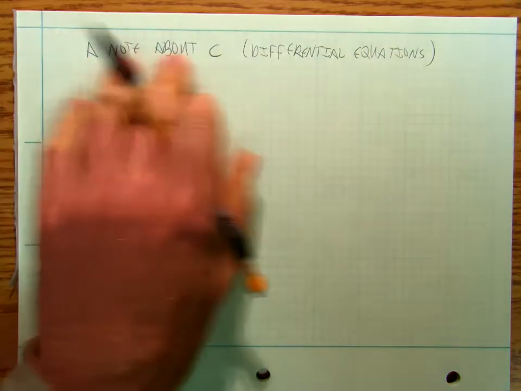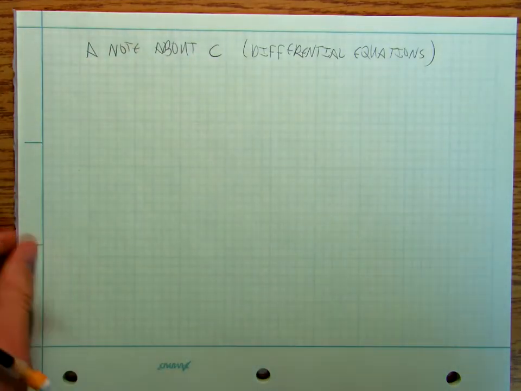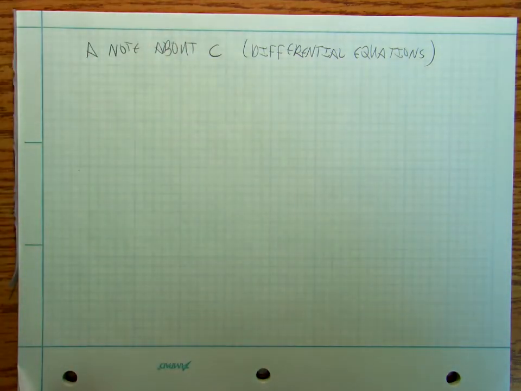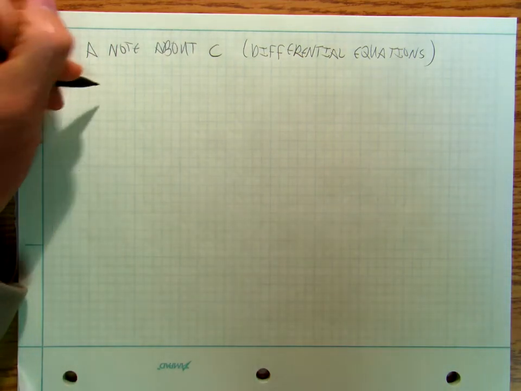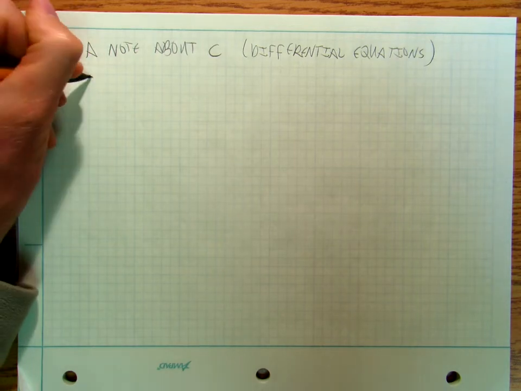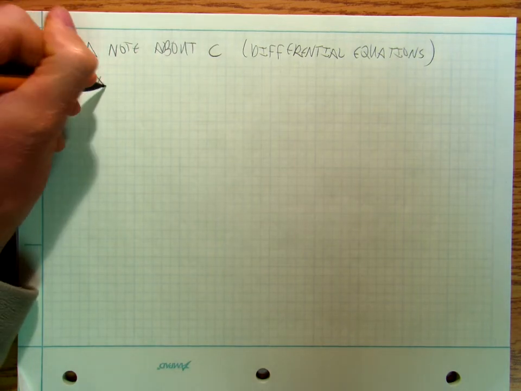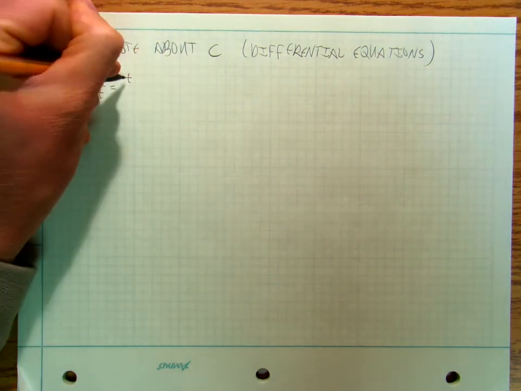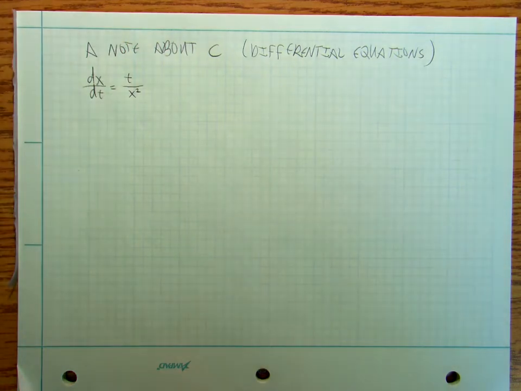Okay, so I want to talk about C a little bit because we sort of got into it a little bit in the last equation and the last video. So I want to give a slightly different take on it. Let's say dx/dt is equal to t over x squared. So we're just looking at a differential equation that's a little bit more complicated than what you've seen or what will be in the book, but that's okay, you can handle it.